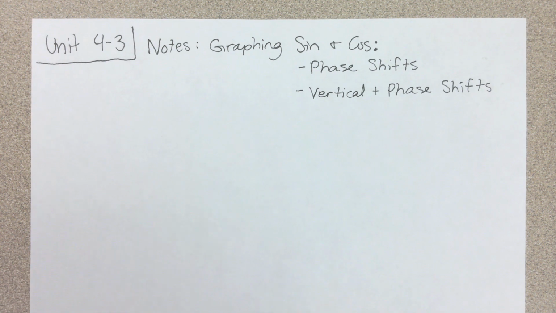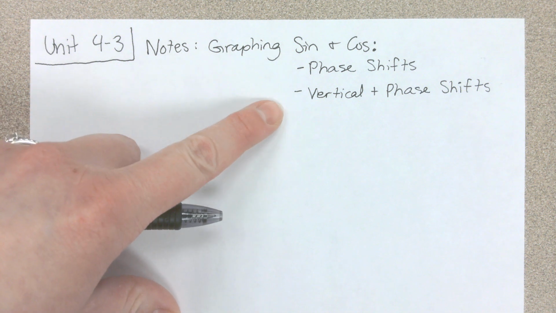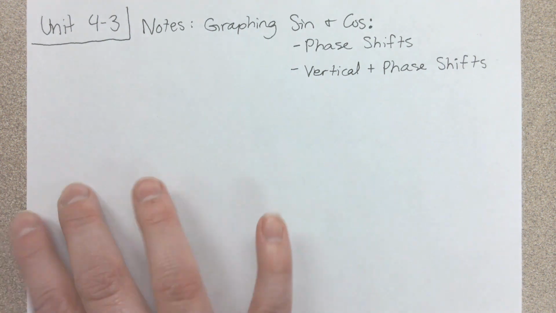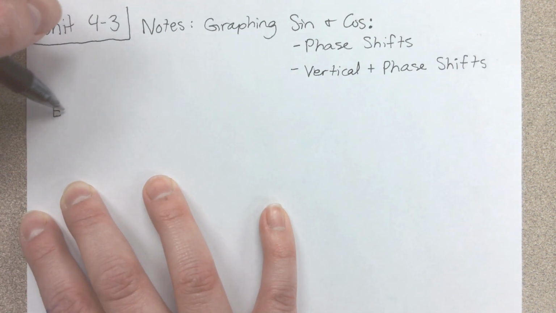So I'm just going to do a combined step for the last set of notes because I'm only going to do 3 examples in total. We're going to look at a couple examples that only have a phase shift, and then we'll do a final example that has a vertical and a phase shift. First example.